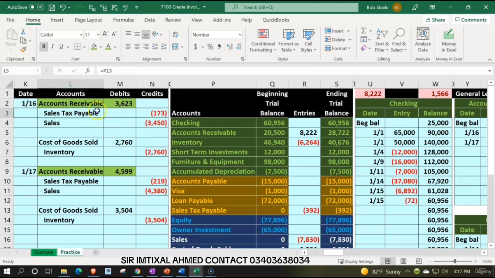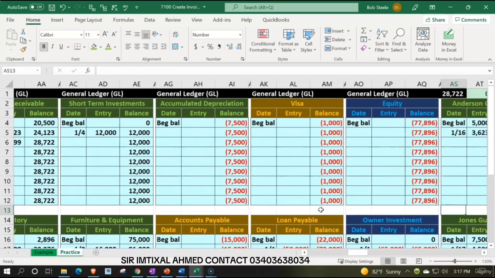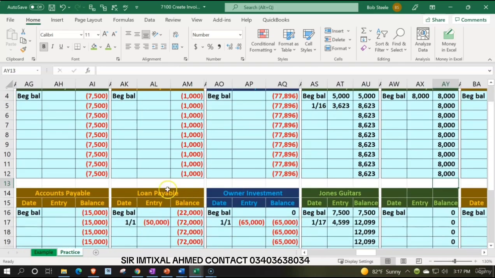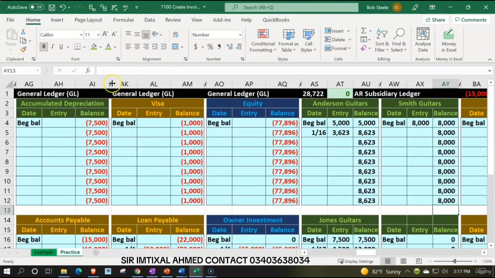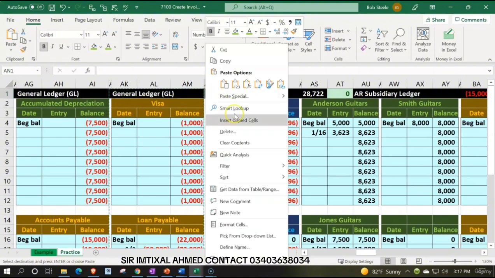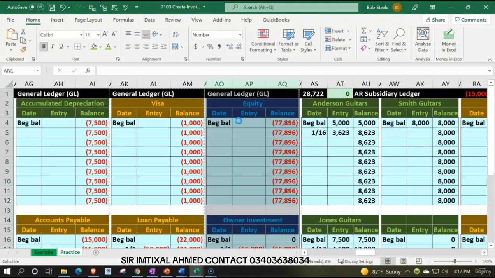Okay, now let's do the sales tax. We're on this sales tax here. That one we're going to have to add because we didn't have that one before. So let's go to the loan payable and add that one over here, after the loan payable. I'm going to go from the skinny on over to the AM, Control C, put that right here in the skinny. Right click in the skinny, and then I want to insert the copied cells right there.